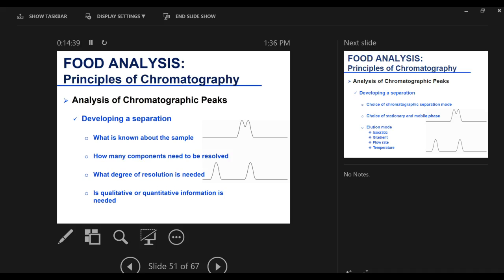But if I want to quantitate, it's so hard to integrate and get the correct area to get the concentration when it's not fully separated. Okay? So it really depends on the purpose. So I need to determine how much I need this to be very well resolved or separated from each other. So again, is it qualitative, is it quantitative? I am after identification, or I am after quantification.